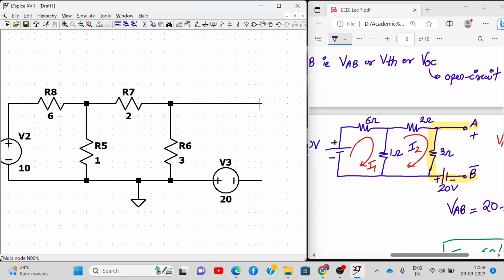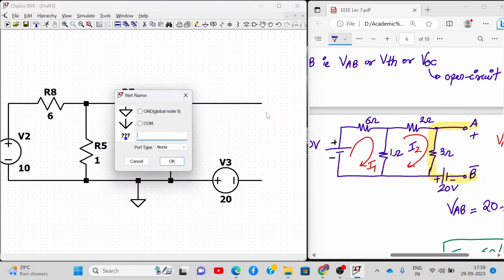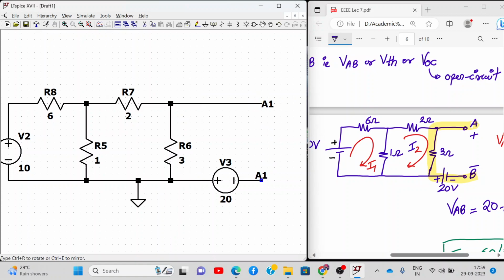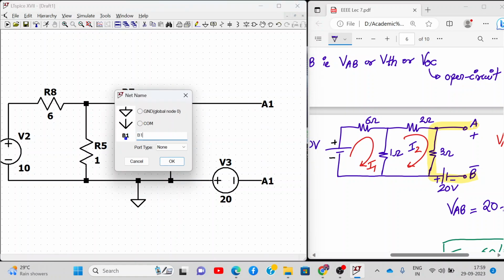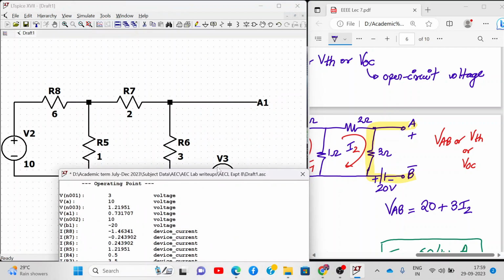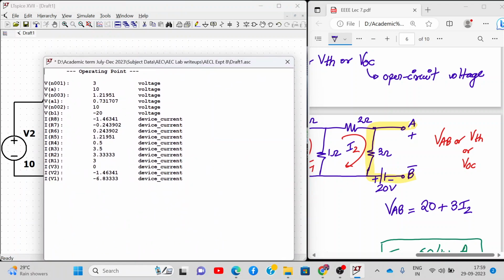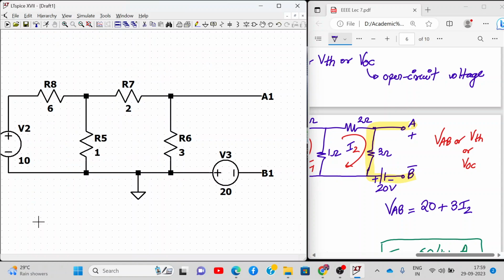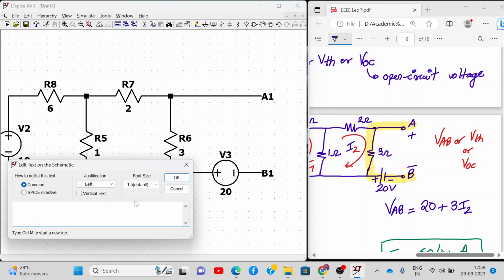Let's label these terminals. I'll call them A and B, but we have already defined those above, so let's call them A1 and B1, just for the sake of consistency. VTH will be the voltage between A and B. So let's simulate again. V of A1 and V of B1. As you can see, V of A1 is 0.7317 and V of B1 is minus 20. Let me copy it and add it in the comment section. This node voltage is not required, so we'll remove it.